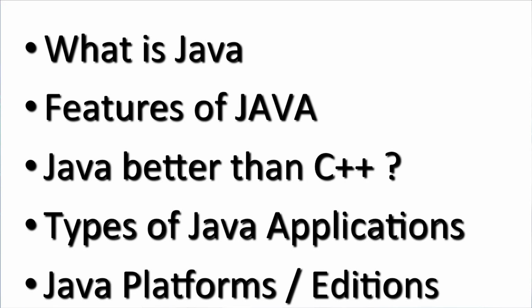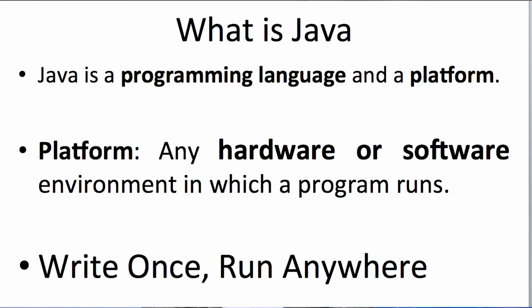So, first of all, what is Java? Java is a programming language and platform. So, what do you mean by the platform? Platform is any hardware or software environment in which a program runs. And Java is a programming language where you write once, run anywhere. So, sometimes Java is called a platform independent programming language. This is the first language which is platform independent.